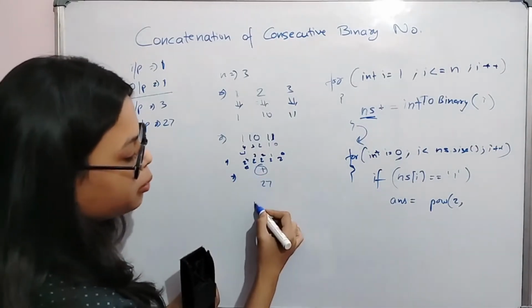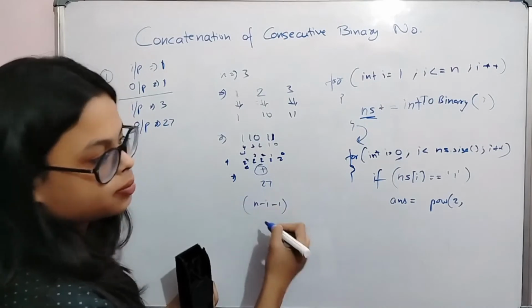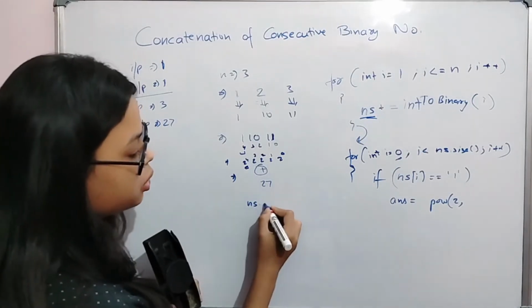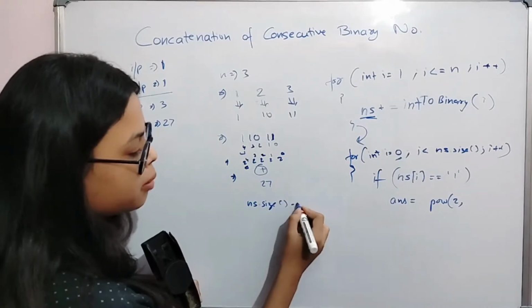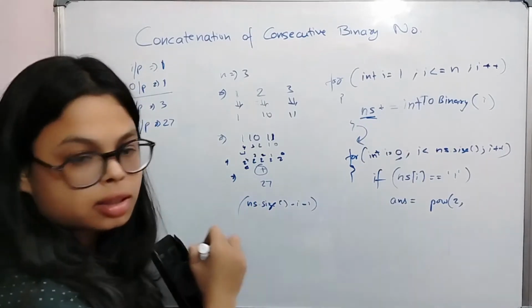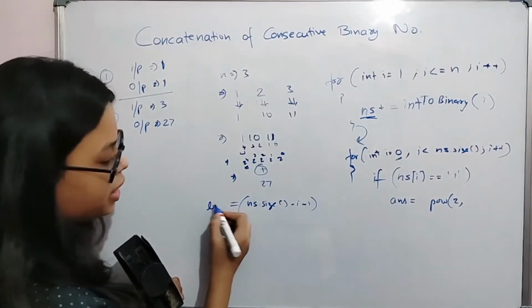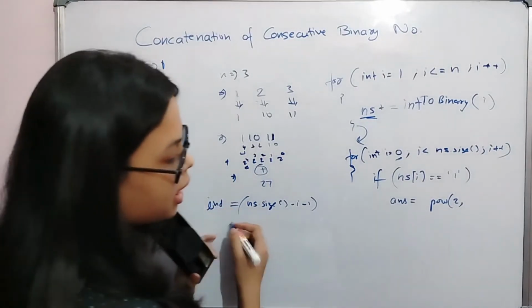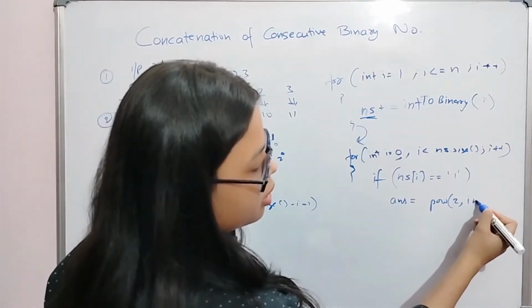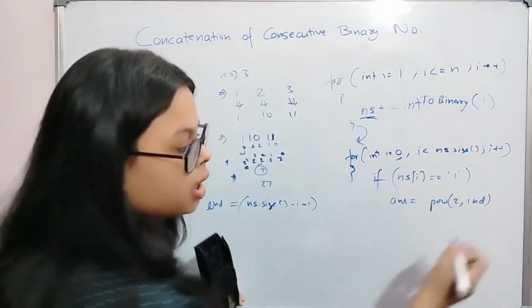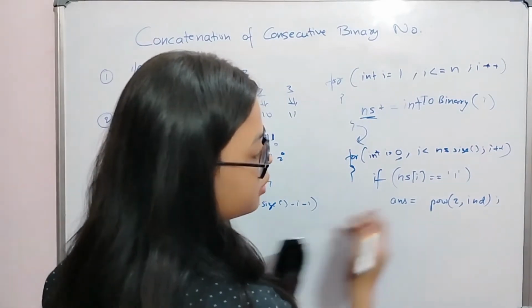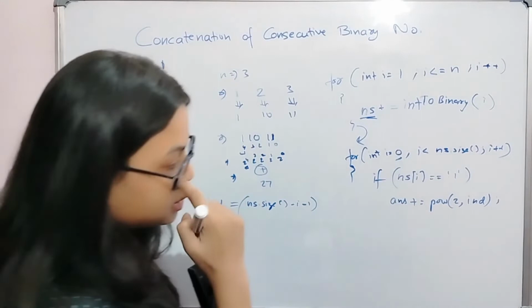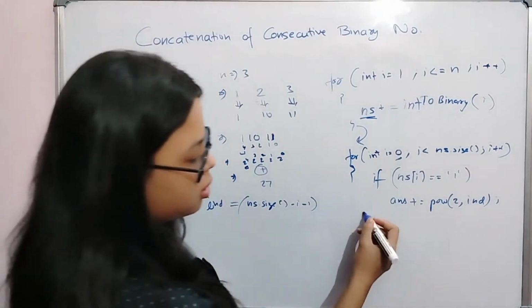This 4 is nothing but n minus i minus 1, where n is the length. So we can take n as newString.size() minus i minus 1. Let's put it in a new variable called index. Then we can have 2 to the power index here, and answer will be answer plus equals that. Yeah, that's it.